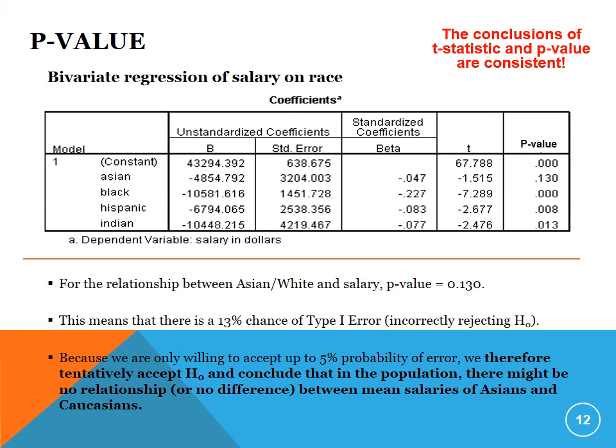So let's take a look at another one. We've got 0.008 for Hispanics. Then we've got negative 2.677, right? That's telling us that it is outside of that no-fly zone, right? And so we can reject the null hypothesis and fly all we want to and talk about the relationship that exists in the population.